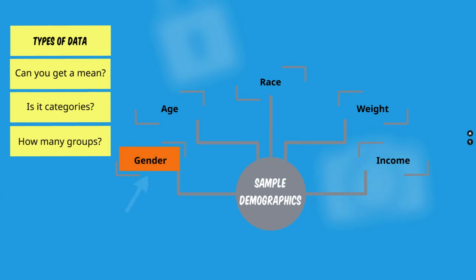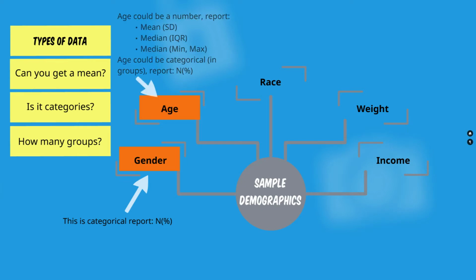Consider gender. This is a categorical variable. You would report the N and percent with each gender. Consider age. Age could be a number. If it was symmetric, you'd report a mean and standard deviation. If age is skewed, you'd report a median and IQR or a median with min-max. Age could also be collected categorically in groups, which would be an ordinal categorical variable, and in that case, you'd report N and percent. Race is a categorical nominal variable, and you would report N and percent.